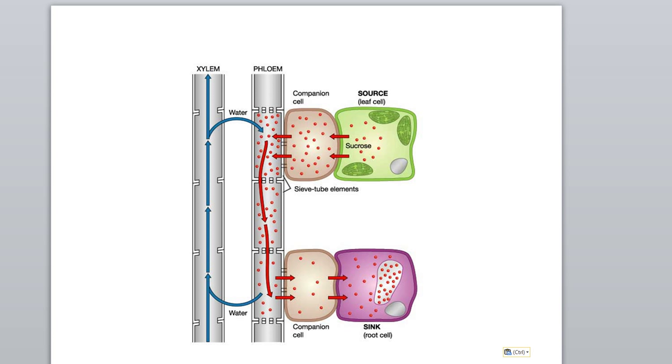Essentially, how this works is that the source cell, which is the leaf cell, but in the context of this hypothesis it's known as a source cell, undergoes photosynthesis to create sucrose, or any kind of polysaccharide or sugar. And then that sugar is transported to the companion cell. And from there, it's actively transported from the companion cell into the phloem. So because it's using active transport, it requires expenditure of energy.